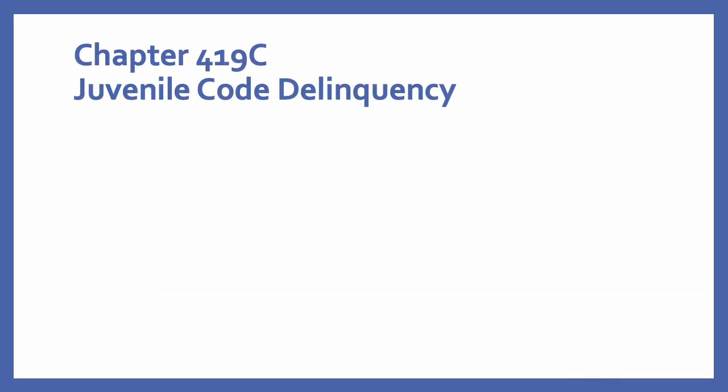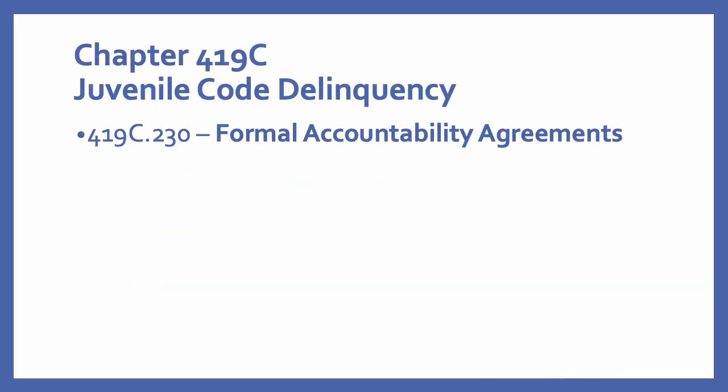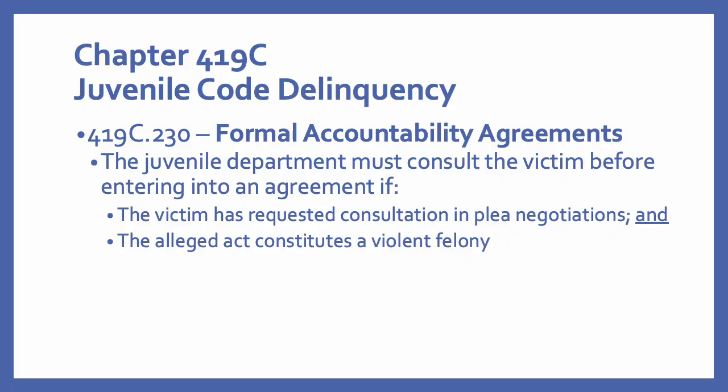Formal accountability agreements continued in Chapter 419C.230. The juvenile department must consult the victim before entering into an agreement if the victim has requested consultation in plea negotiations and the alleged act constitutes a violent felony. So again, this is not a may. The juvenile department must consult a victim if the victim has requested to be involved and there is a violent felony as part of the referral.